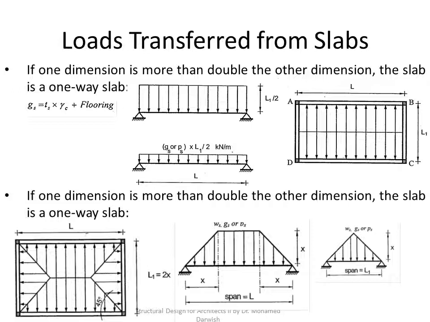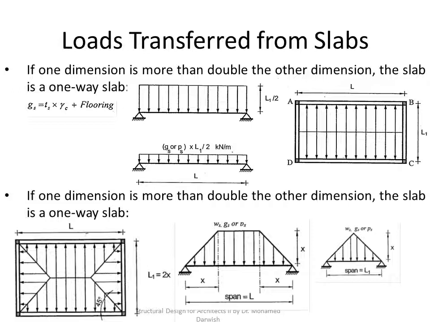In such a case, if we're talking about the upper slab, the distance between A and B is more than double the distance between A and D, which is the dimension called L1. So L is more than double L1. In such a case, it's acting in one way, so it's throwing the loads on these two opposite beams, beam AB and beam DC. It's simply throwing half in one direction, on one beam, and half in the other direction.